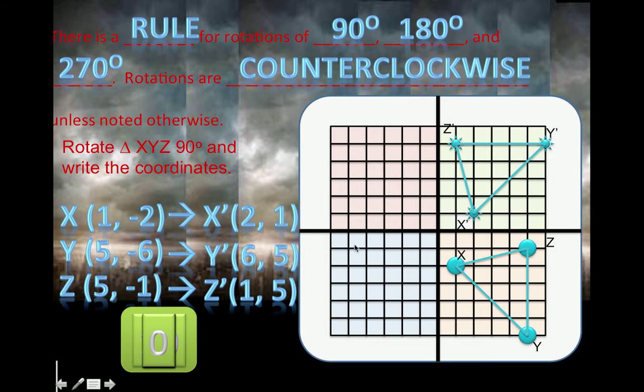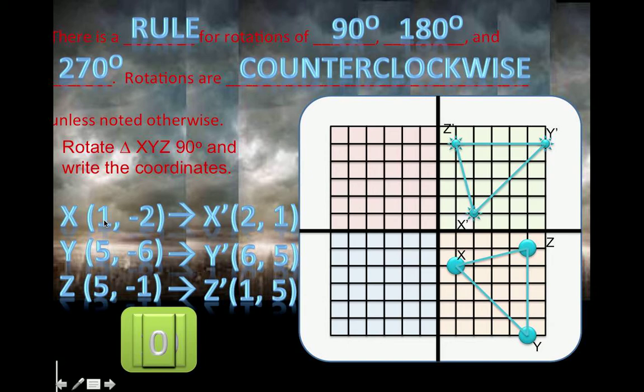All right, so hopefully you have that all written down, and now we're going to discuss the rule. So if you look, x was at 1, negative 2, and x prime is at 2, 1. Y was at 5, negative 6, and y prime is at 6, 5. And z is at 5, negative 1, but z prime is 1, 5.